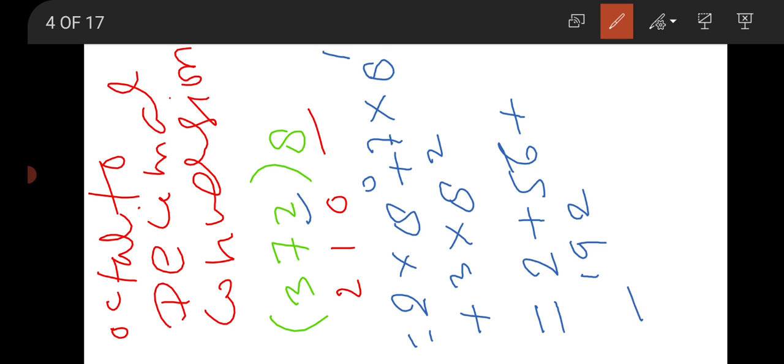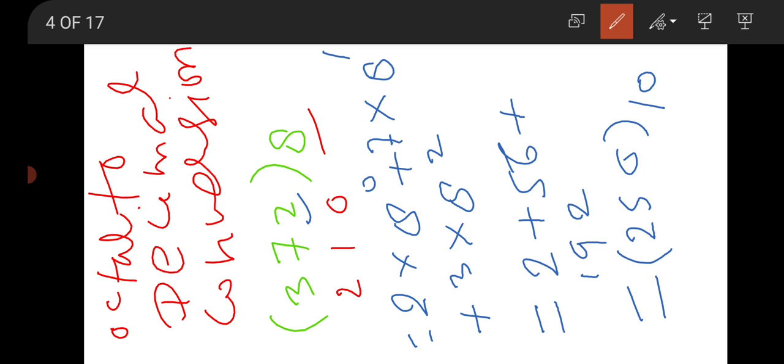Now we have to add these numbers: 6 and 8 is 14, carry 1, 9 and 5 is 14, and 1, so 250. This is the decimal equivalent of the octal number 372. If we convert 372 from octal to decimal, we get 250 as the answer. So this is our octal to decimal conversion.